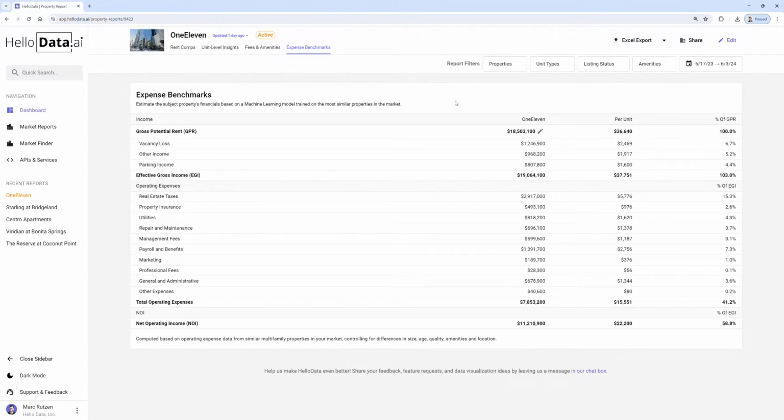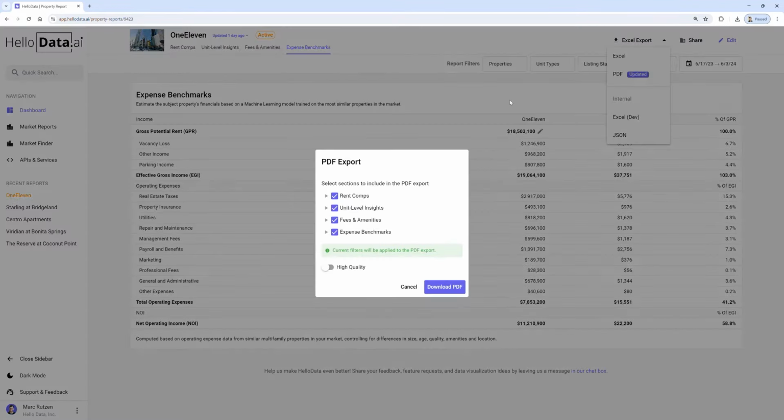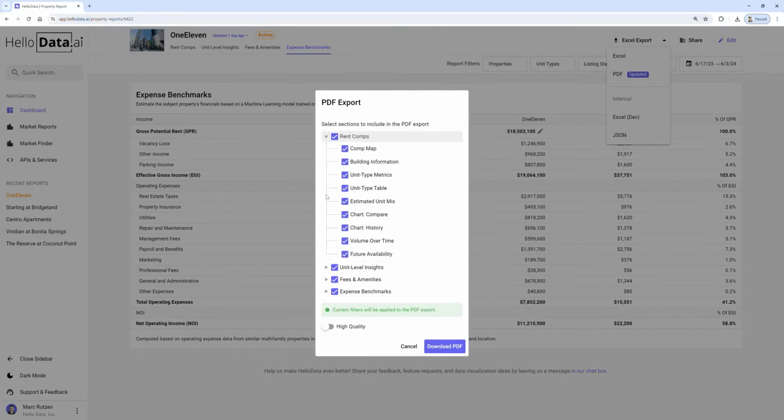Now, last few things I'll touch on here. We have the exports in the upper right. So if you want to do an Excel or PDF export, you have flexibility to do that. The PDF will allow you to choose which sections you include, so you have full flexibility there. And then you can choose to do it as a high quality or keep it as a regular quality PDF.